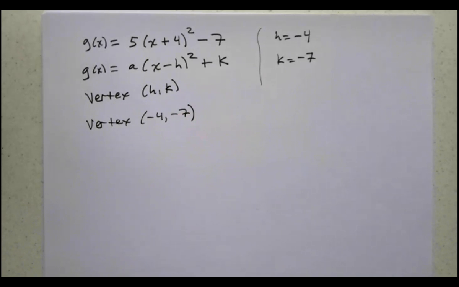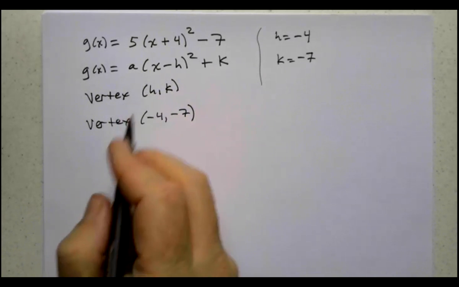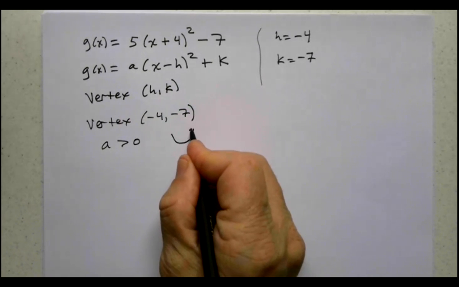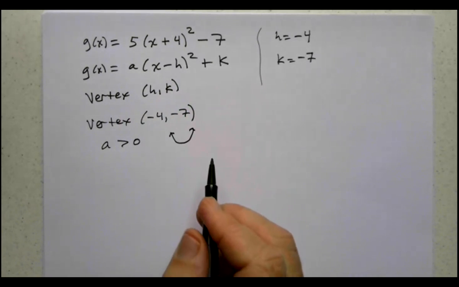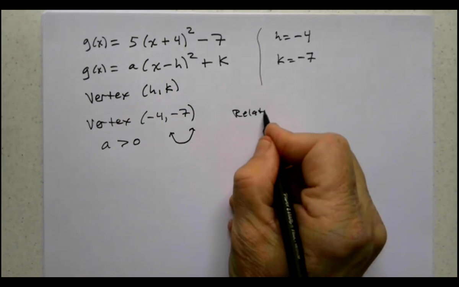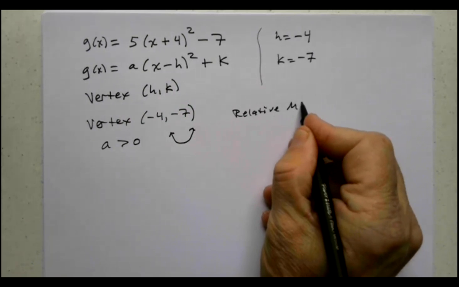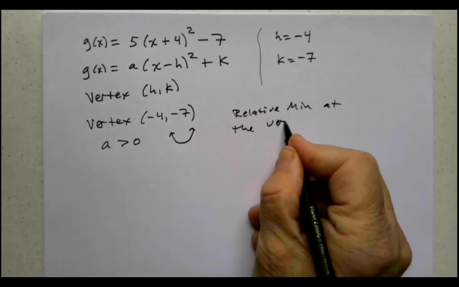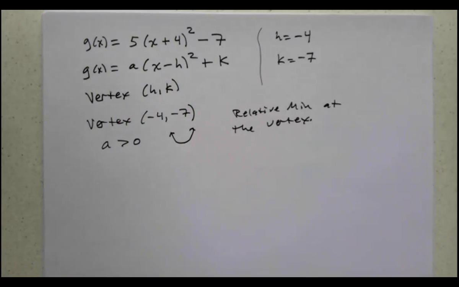And what is the shape of this graph? Well, if a is positive, the parabola will be opening upwards. So that tells me that there will be a relative minimum at the vertex. Let's take a look at the graph to make sure that we're seeing this correctly.